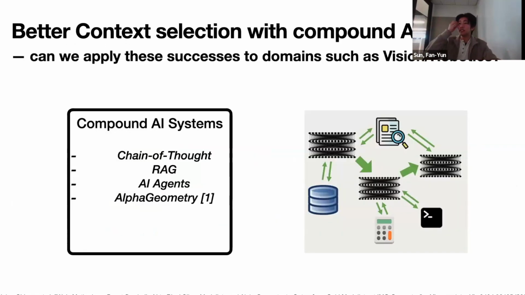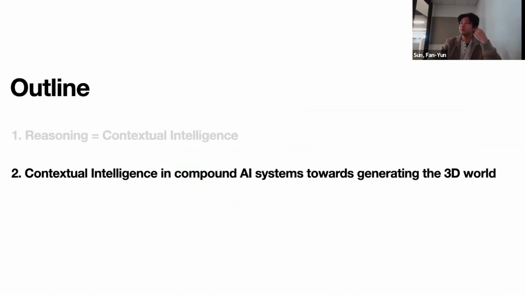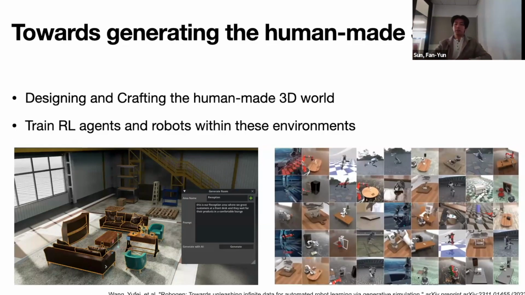And so we've seen success mostly in the NLP domain for successful context engineering for building better compound AI systems. The question that I then ask is, oh, can we apply similar philosophies and principles to the vision and robotics domain, right? Because that's the domain that maybe I'm more interested in. This comes to the second part of my talk, which is towards generating the 3D world.